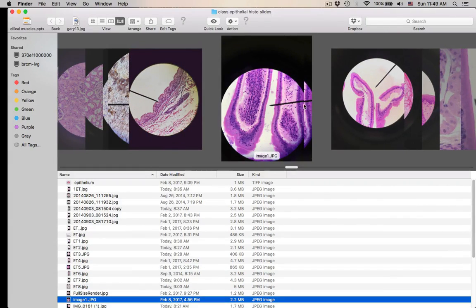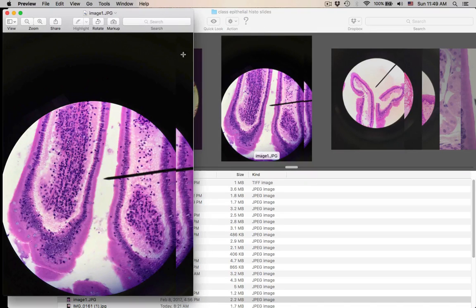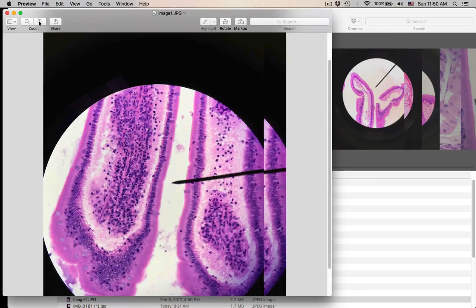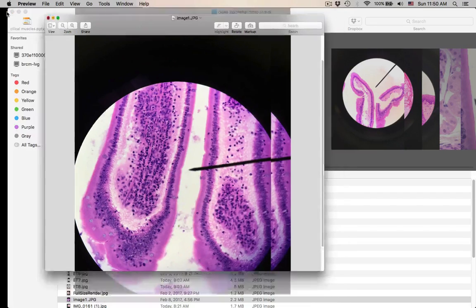Number 18, the type of epithelial tissue. This is simple columnar. It's a beautiful slide. Simple, one layer thick columnar. You have the elongated nuclei, simple columnar.